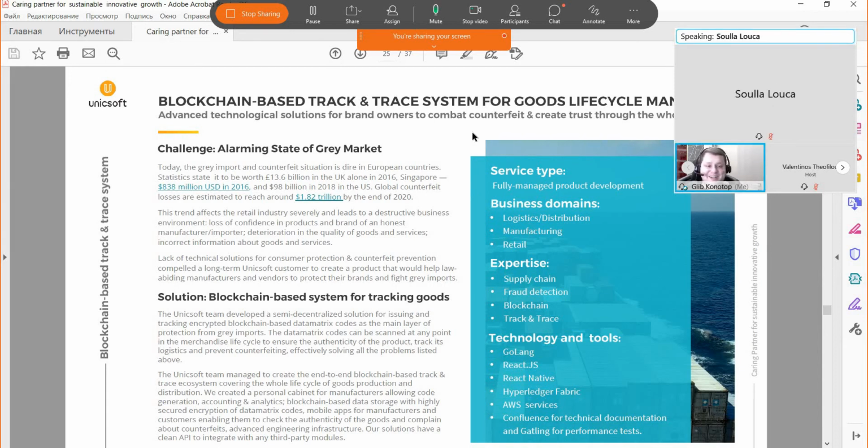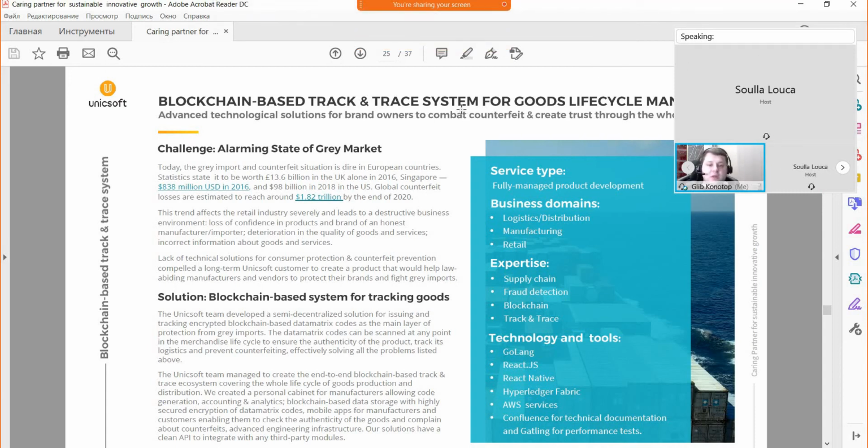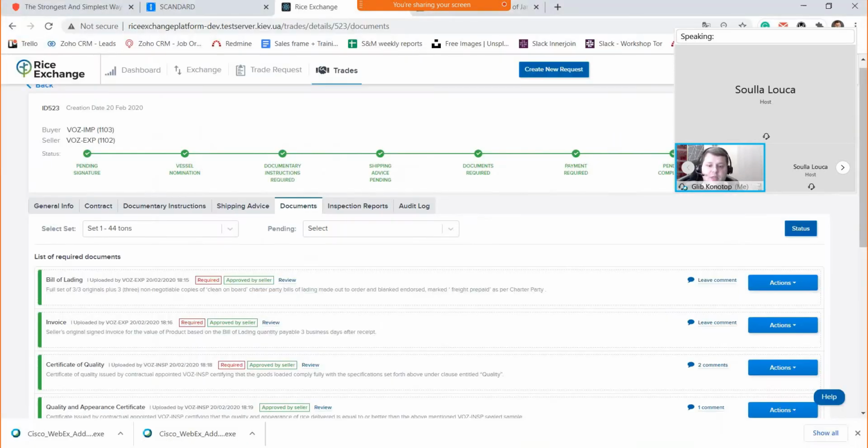Okay. And maybe the third case study that I'd like to present to you today is a blockchain-based system for tracking and tracing, for goods lifecycle management. It's quite similar to what I've explained about the gold supply chain, but it has some differences in realization.